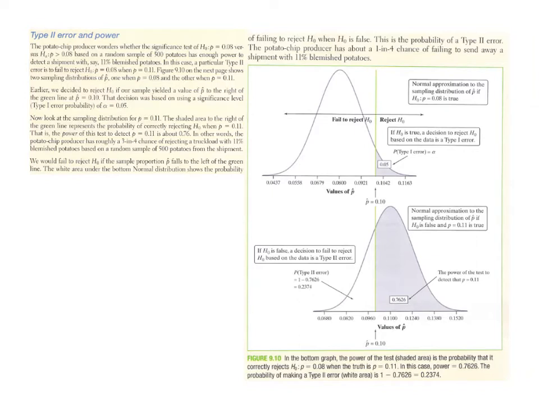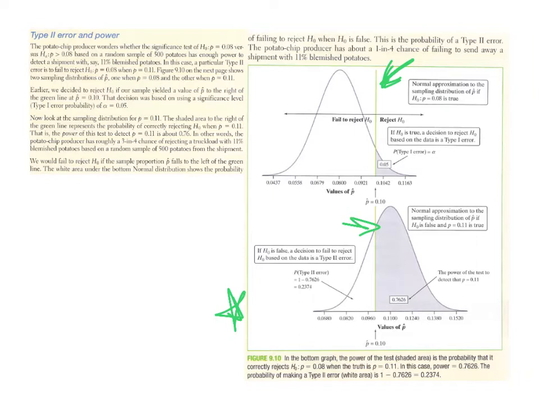So based off of our significance level of alpha, right here is our cutoff. That's where we would reject the shipment. So then if you look at the sampling distribution on the bottom here for 0.11, the shaded area to the right of the green line represents the probability of correctly rejecting the null hypothesis when p is equal to 0.11. So right there, the power of the test to detect p equals 0.11 is about 0.76.